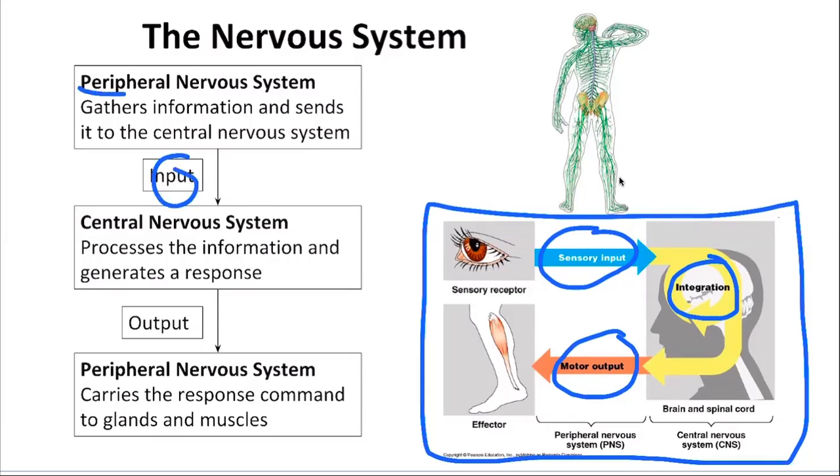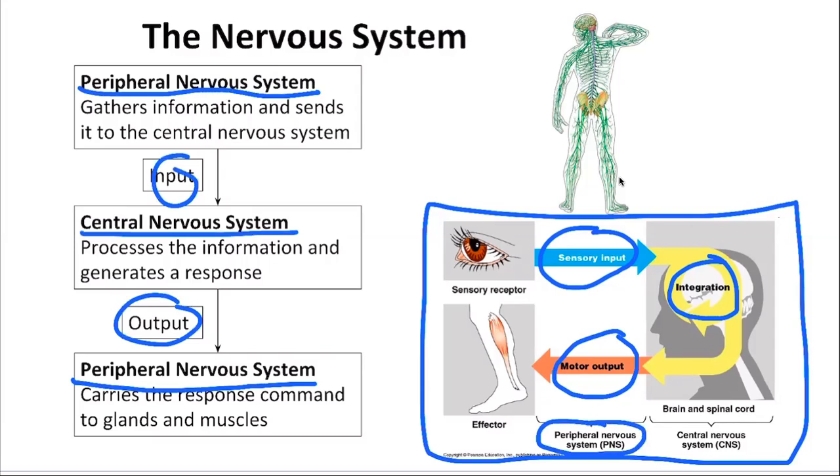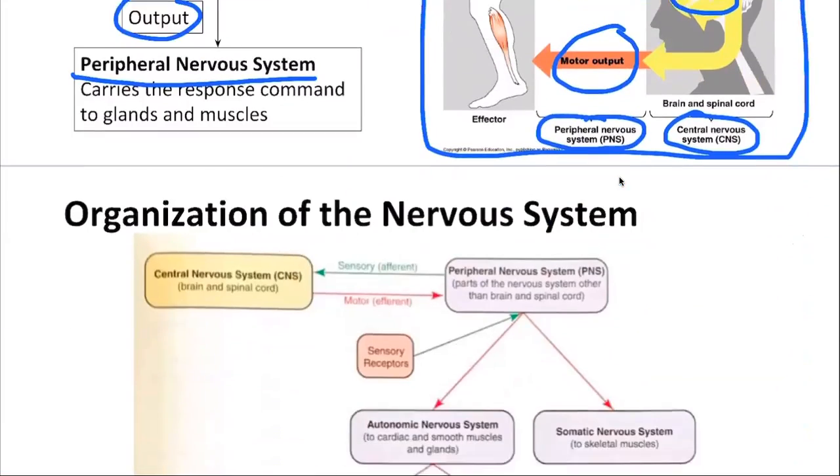Input from the peripheral nervous system to the central nervous system, and then output from the central nervous system of a signal back through the peripheral nervous system. So I know that's kind of the one weird separation, right? You see peripheral nervous system here, central nervous system here, and I'll break those down in a little bit more detail. But again, if you ever get lost, this is your home base. Always think of the nervous system doing this primary function.